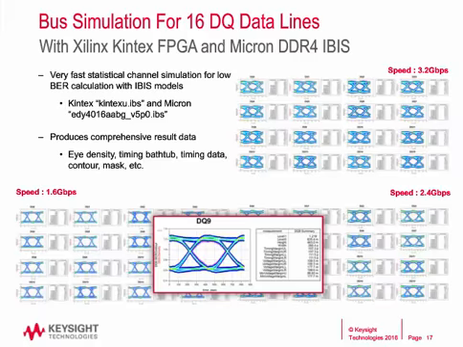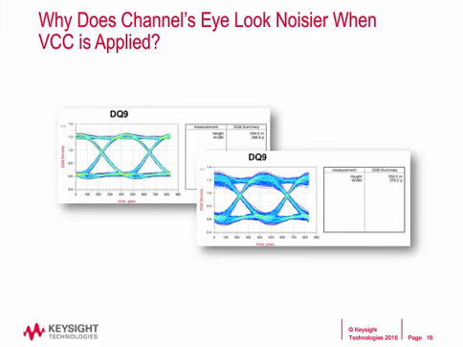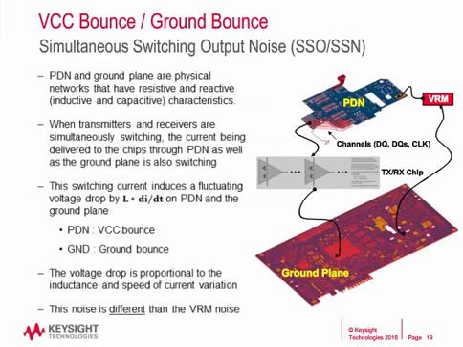PDN and ground plane, where transmitters and receivers are connected, are actually physical networks that have resistive and reactive characteristics. When these chips are simultaneously switching, the current delivered to the chips through these networks is also switching. This switching current induces a fluctuating voltage drop by L times di/dt on the PDN, as well as the ground plane.